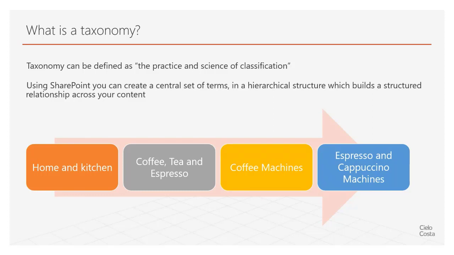And that's the kind of thing we can build out, taking things and making them organized and building a relationship as well, because coffee machines will show, if I say, show me everything under home and kitchen, but I can then also just look at coffee machines.